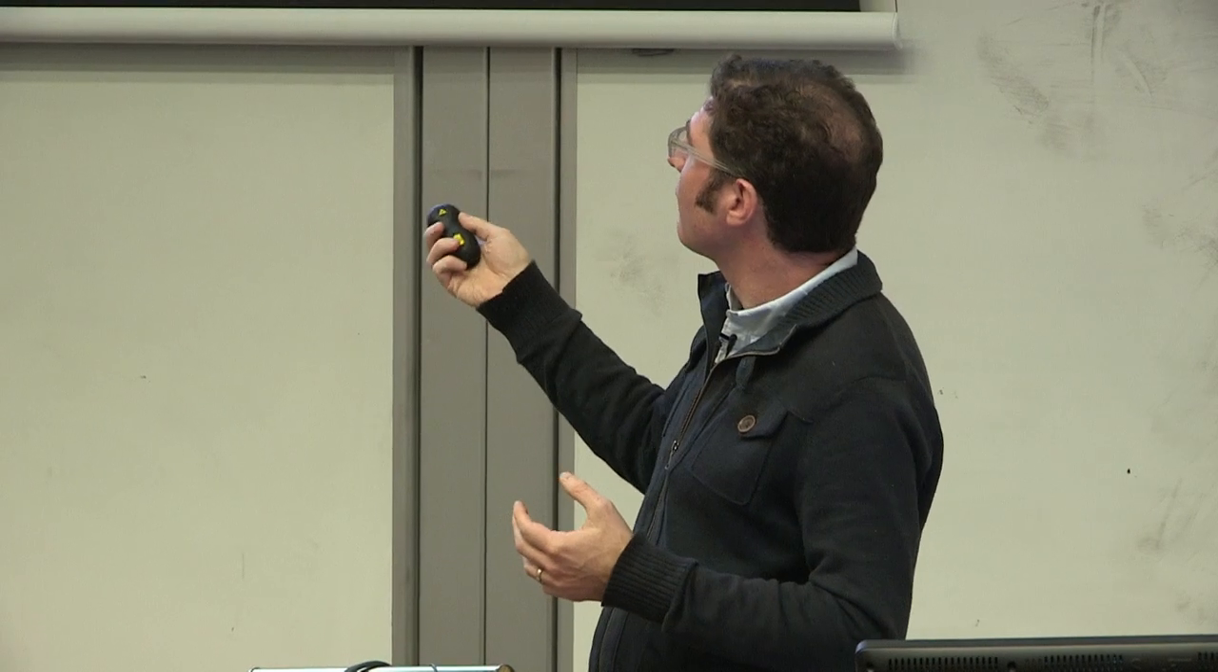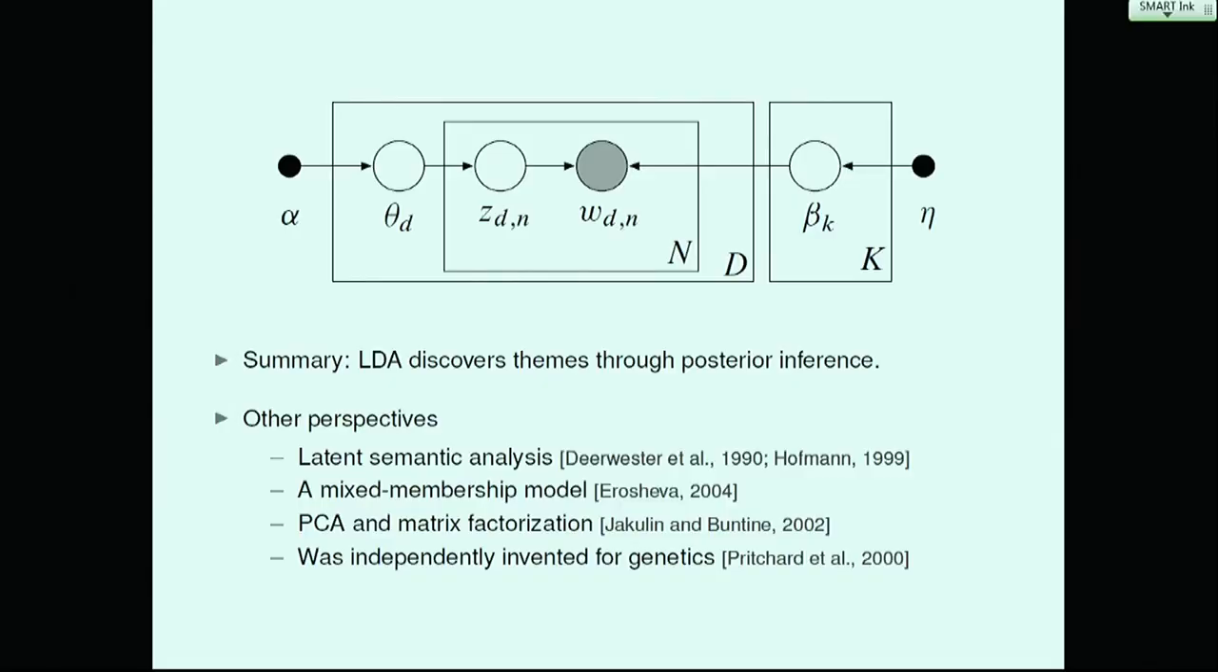And just for those of you that do probabilistic modeling, I've now started just writing down log joints of all kinds of other models and thinking about them in that way. It's fruitful. Okay, so in summary, LDA discovers themes through posterior inference. We started with that intuition. We ended with a probabilistic modeling problem, and it helps us discover the hidden themes in documents.